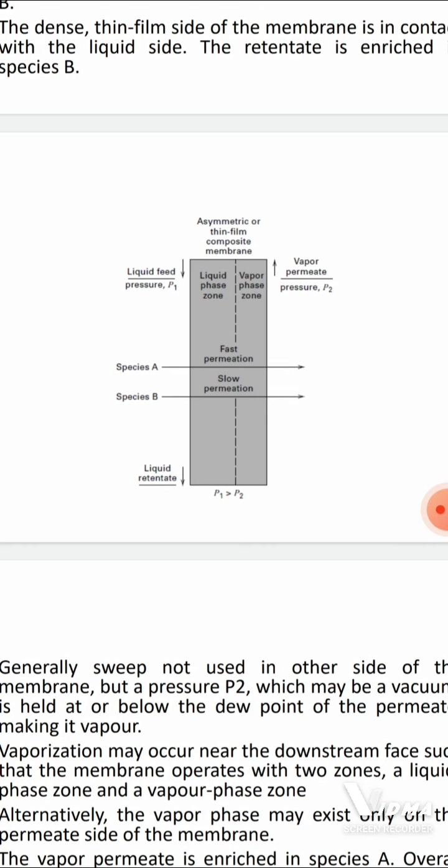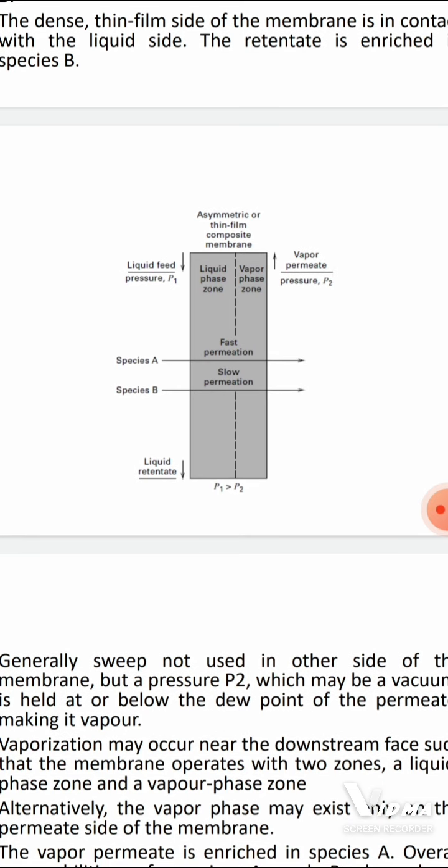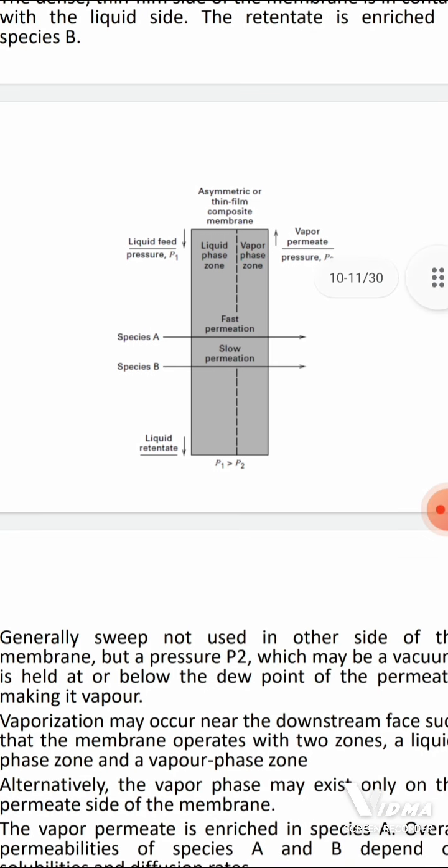And there are two zones in the membrane. The liquid phase zone is in contact with the liquid feed, and when the molecules permeate through the membrane, they become vapor. They enter the vapor phase in the vapor phase zone of the membrane due to evaporation. And our product is the permeate vapor. That means our permeate outcome will be the species A in vapor form.